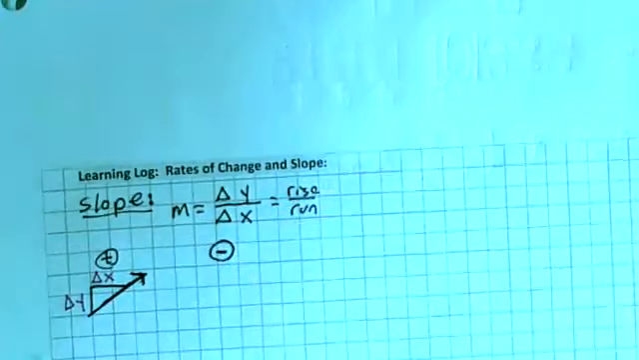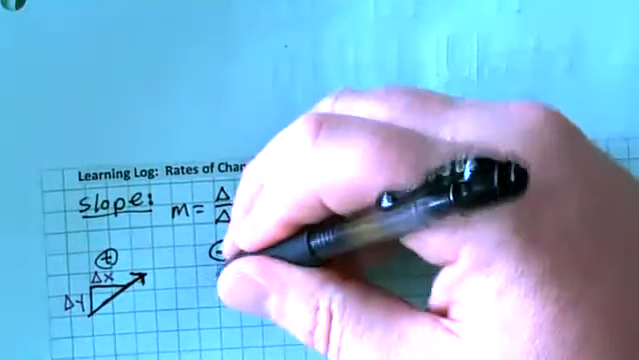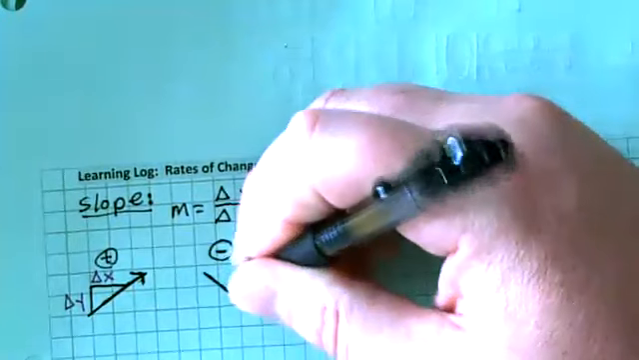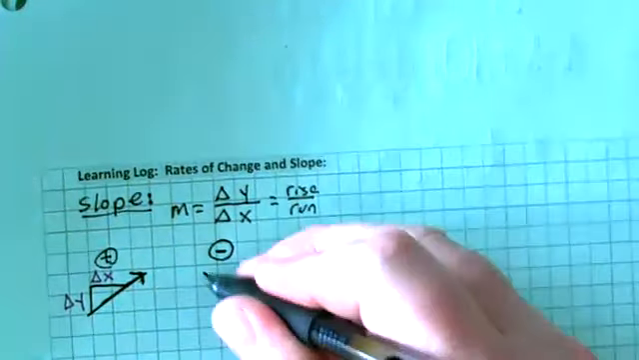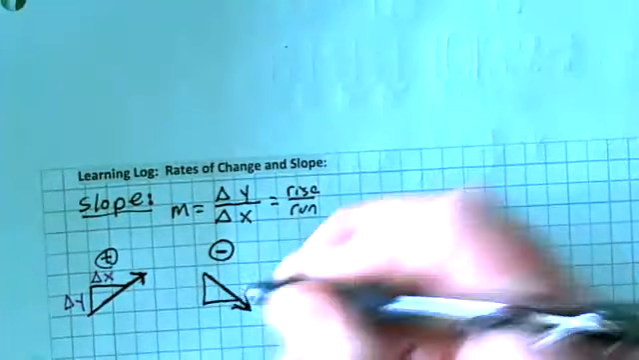And let's do the same thing with a negative slope. I'm going to draw another arrow. This time it's going to be going downhill as I go from left to right. And I'll do the same thing. I'm going to build a little slope triangle off of it and label my change in X and change in Y.